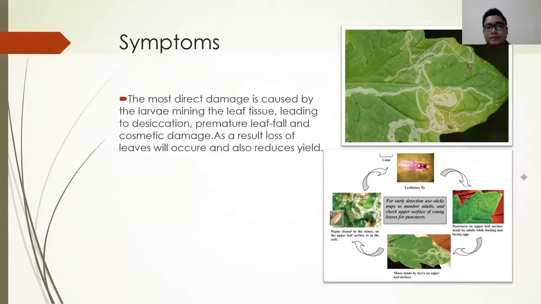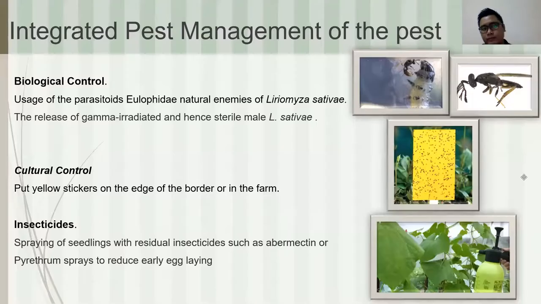Okay, the symptoms. The most direct damage is caused by the larvae. The larvae of Liriomyza will mine the leaf tissues, leading to desiccation, premature leaf fall, and cosmetic damage. As a result, loss of leaves will occur and also reduce the yield of the plants. So this is the integrated pest management of this pest.